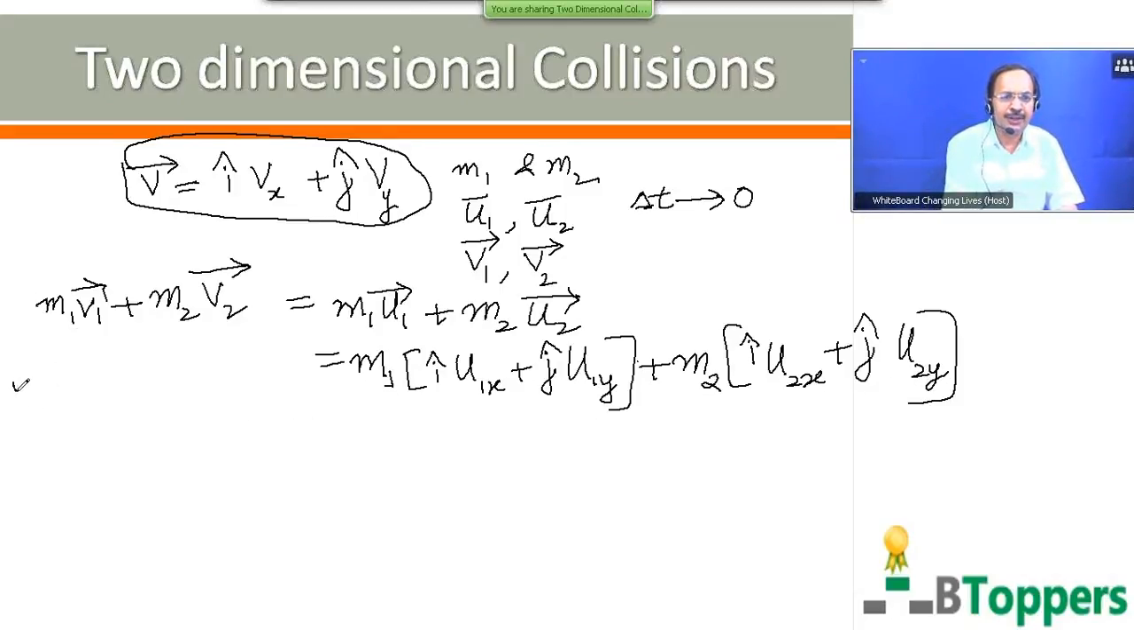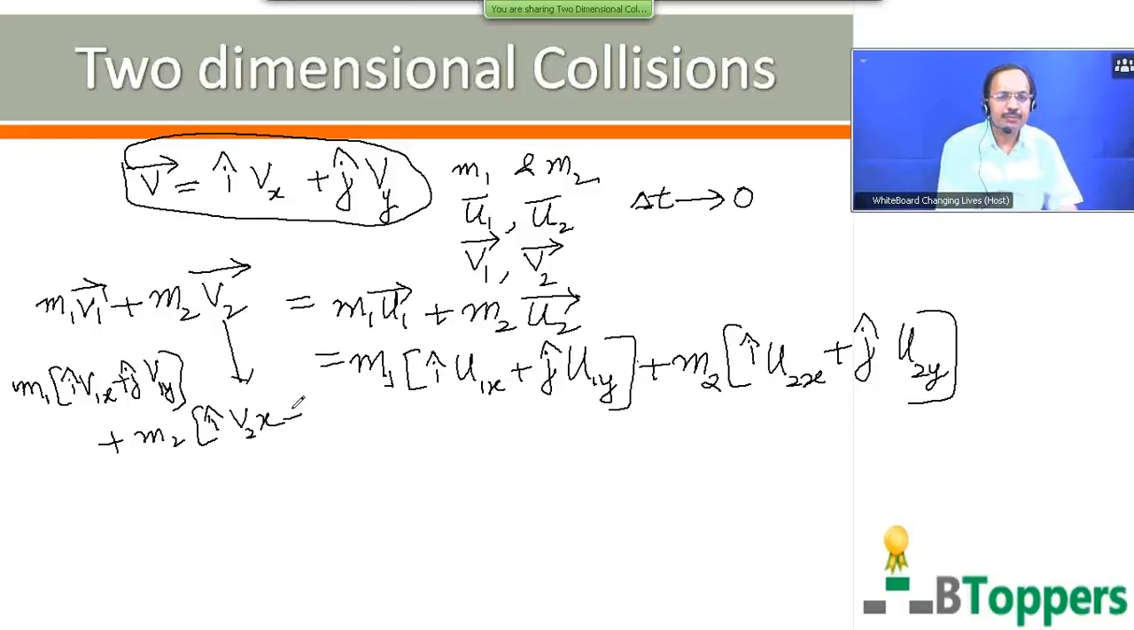Similarly, V1 bar can be written as i cap into V1x plus j cap into V1y. V1x is the x component of velocity of M1 just after collision. V1y is the y component of velocity of M1 just after collision. Similarly, V2 bar can be written as i cap into V2x plus j cap into V2y.